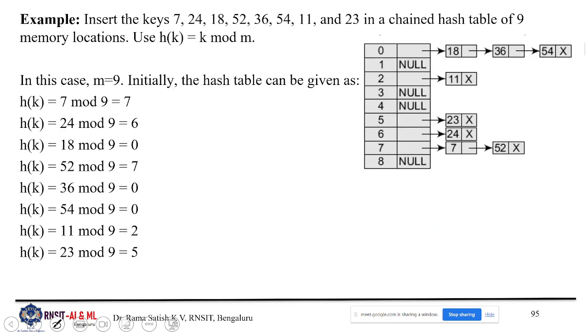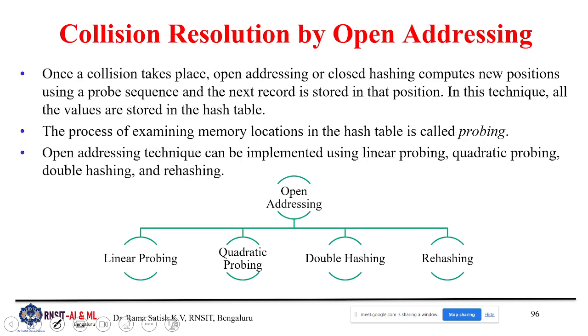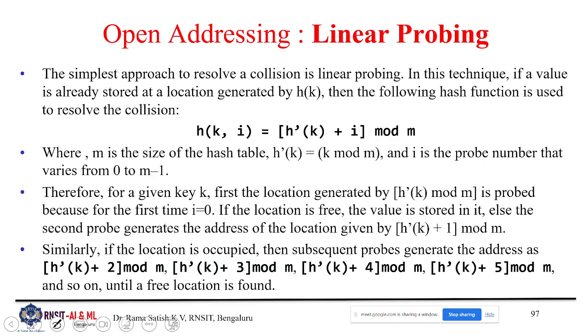In order to avoid this storing of null, we will make use of another technique called open addressing. In open addressing, we discussed linear probing. What will linear probing do? If there is a collision, it will check the next position. Whichever position is available, it will occupy.